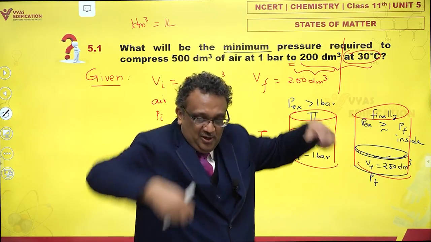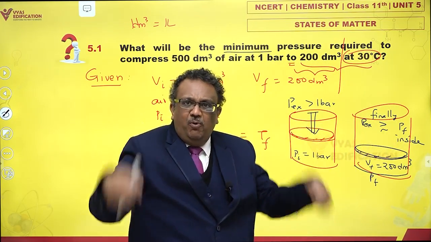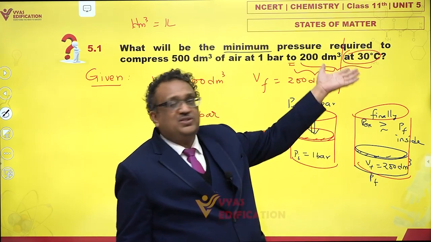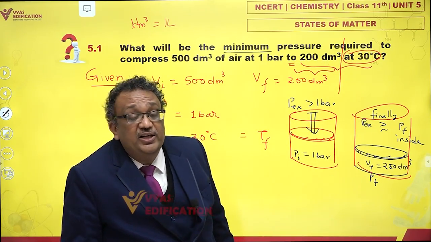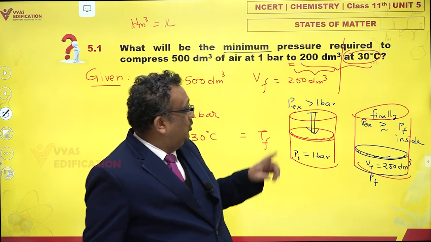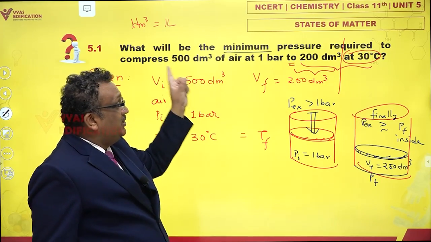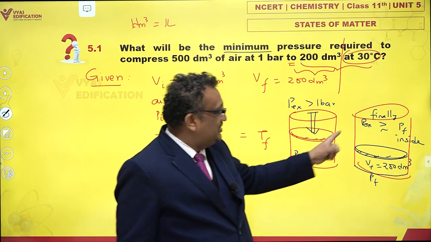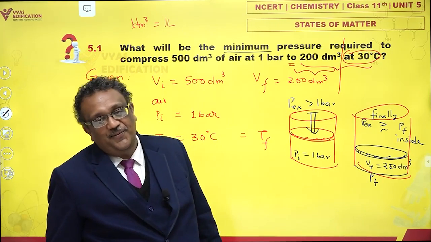Inside, whatever is pressure, you are compressing it. So outside pressure has to be more. Minimum, it has to be equal, but it can't be less. Otherwise, the piston will move up and it will start expanding instead of contracting, right? Fine. So what I understand by this minimum pressure is that it is nothing but at least the final pressure which is going to be there.